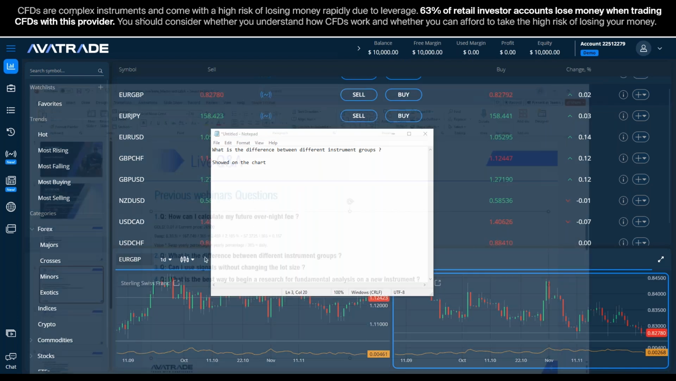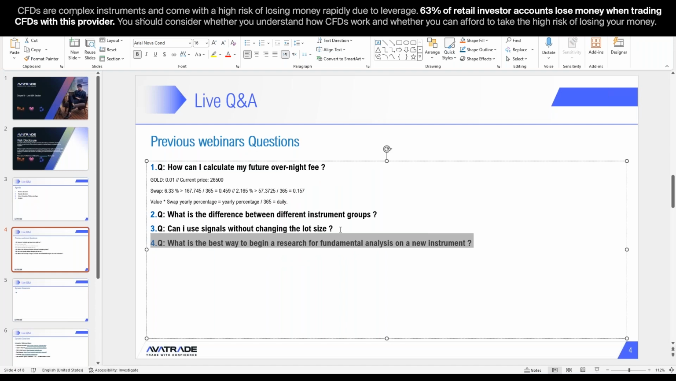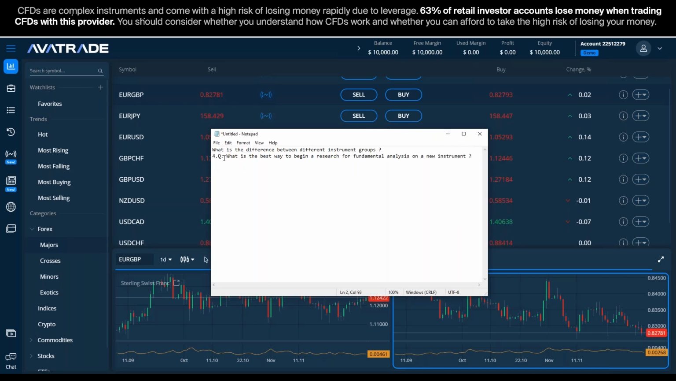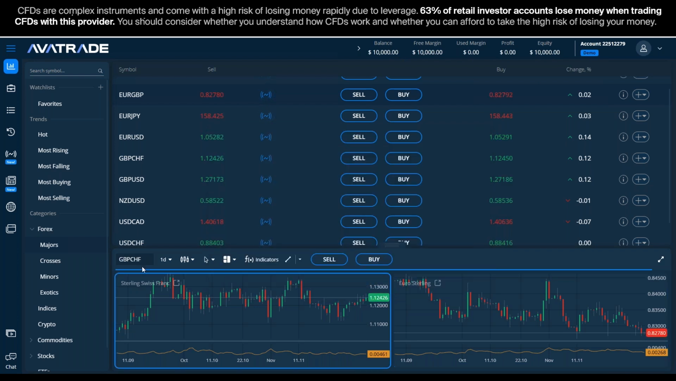Okay, so let's take that question. Don't worry, we're going to get to that question as well. But because the last question and the question we're having now are related, I would like it to stay on the topic and give you a solution for both. So this second question is, what is the best way to begin a research for fundamental analysis on a new instrument? That means that right now, as we saw one of the stocks, let's suppose that I want to do some research on a new instrument.